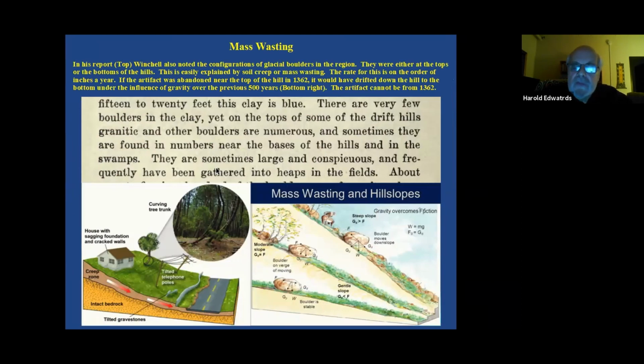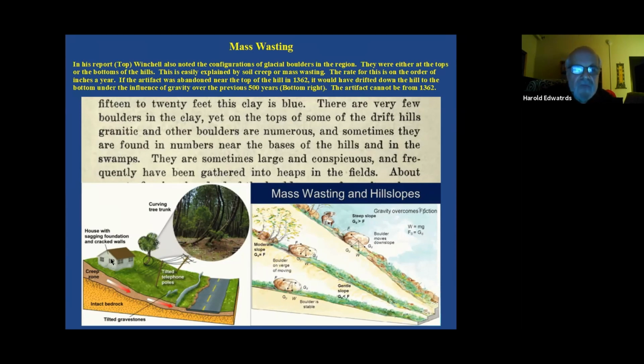Winchell reported that the boulders in the area were found at the tops and bottoms of hills only. And this can be explained by a phenomenon called creep or mass wasting. If you walk around the town or anywhere, you'll see retaining walls that are beginning to lean. You'll see tombstones that lean that are on a hill. You'll see fences on a hill that are leaning. Power poles will lean. Trees will start to lean and they'll try to right themselves. And they'll have a very characteristic J shape to the bottom of the stump.